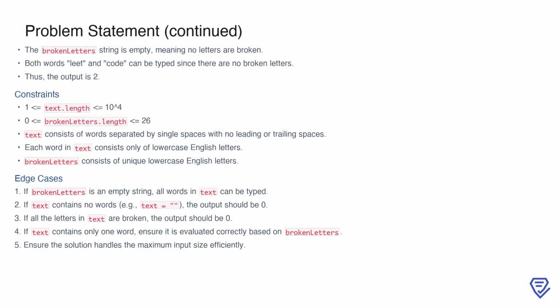Finally, let's review the constraints and edge cases to keep in mind. The text string will always have a length between 1 and 10,000 characters, while the broken letters string can range from 0 to 26 characters. The words in text are separated by single spaces, and there are no leading or trailing spaces. Each word in text consists solely of lowercase English letters, and broken letters contains unique lowercase English letters.